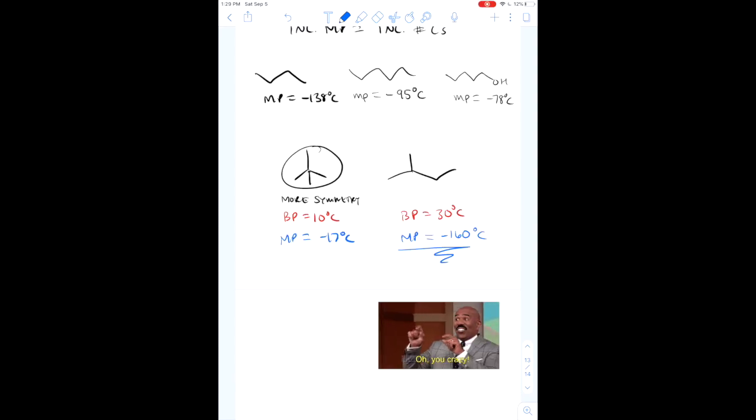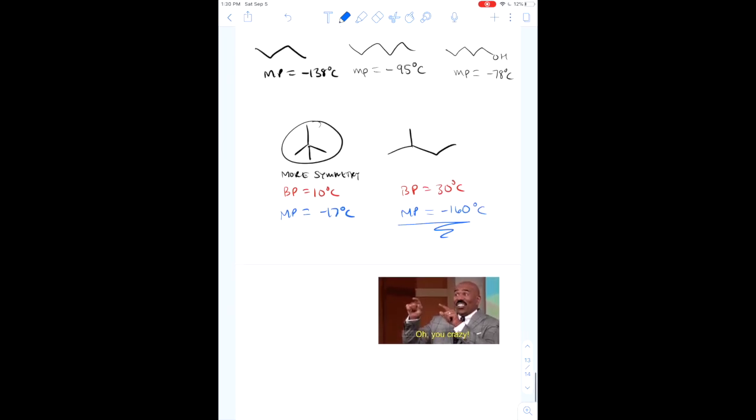Now you might be thinking, oh, you crazy, right? But maybe I misspoke, like Steve Harvey did when he was announcing the Miss Universe. Sorry about it. No, that is correct. So that melting point is significantly lower for the structure on the right, because melting point increases when we have increased symmetry. Increased symmetry.